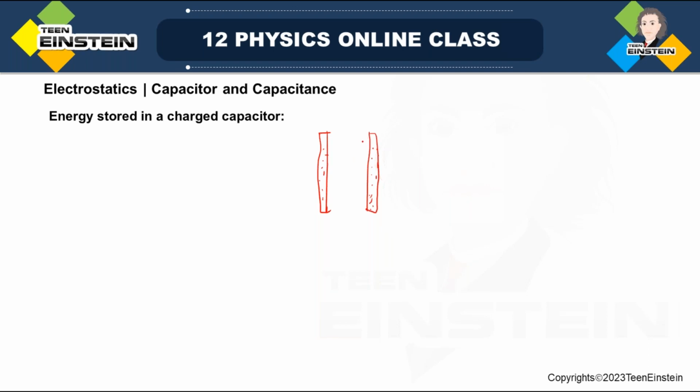Now suppose these conductors, when they are fully charged, have charge q naught, and it develops a potential difference V naught. I think I should write this as Q0 and V0 when they are fully charged.